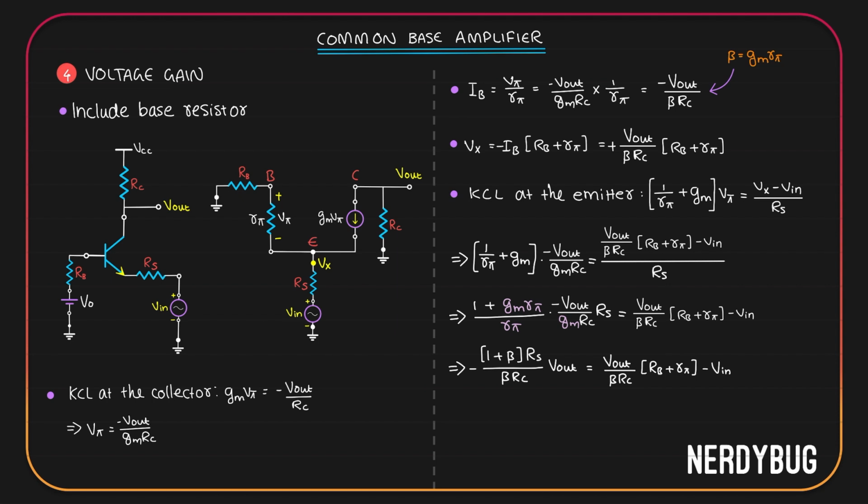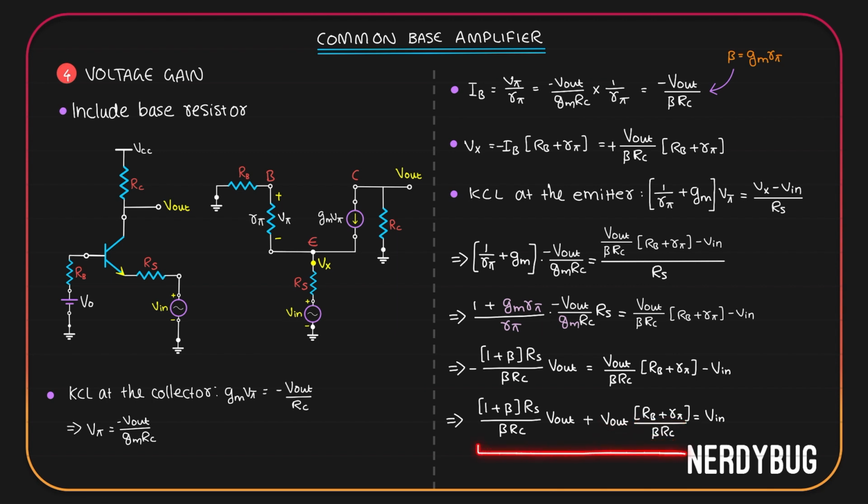Now on the left hand side we have V out multiplied by this whole thing. On the right hand side we have V out multiplied by this whole thing. Let us put them together on one side of the equation and keep V input on the other side. This is what we get. 1 plus beta multiplied by Rs divided by beta Rc V out plus V out multiplied by Rb plus R pi divided by beta Rc.